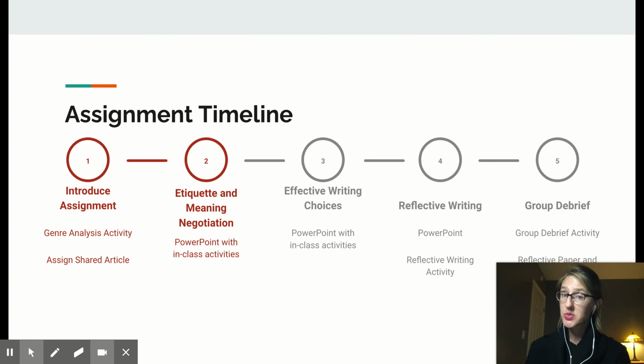During weeks 1, 2, and 3, students are emailing with their partner as they're learning these skills, and then they're applying what they're learning in class to the email project. In week 4, they begin some reflective writing, and what they turn in for this project, their deliverable, is a reflective writing essay as well as their email thread. And then in week 5, we do a group debriefing activity.